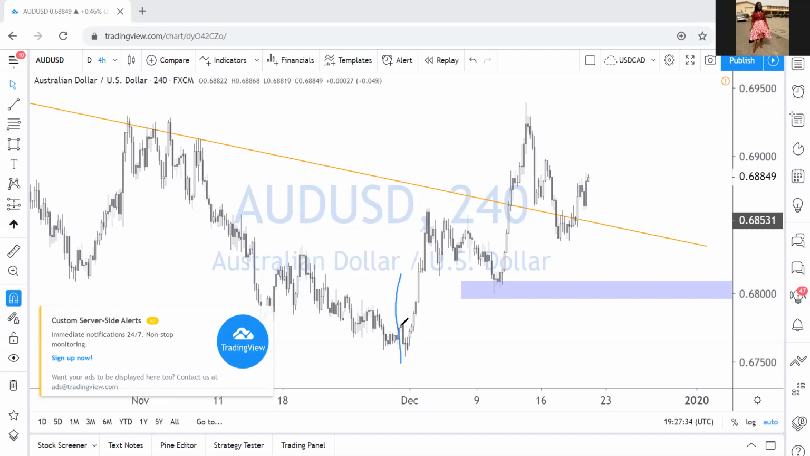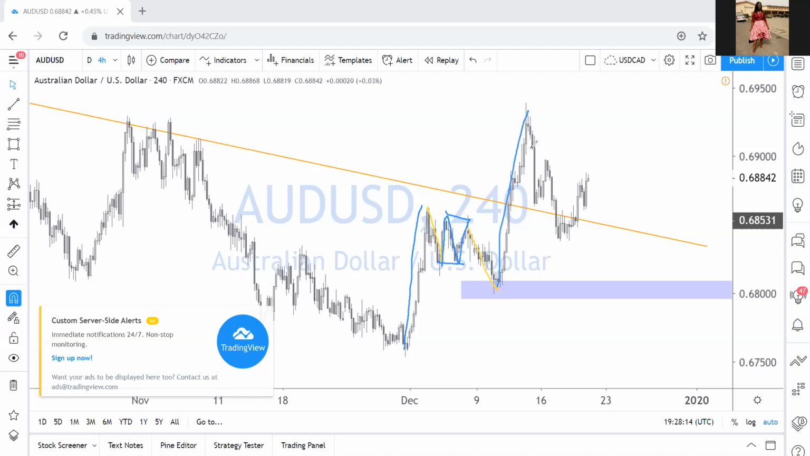Sorry, let me draw it very well. I have to draw it cleanly. Okay, now this is the three-wave structure. I will label the three-wave structure cleanly so that you get it. A. Look at here, 1, 2, 3 in the middle. This is a three-wave pattern in B, and then you have the continuation C.